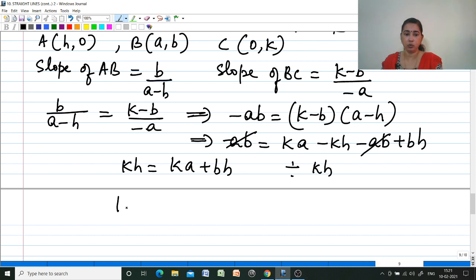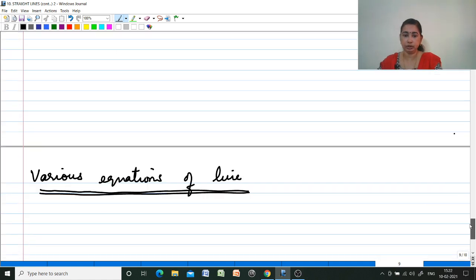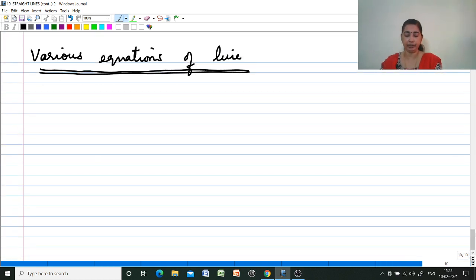And it becomes 1 is equal to KA by KH plus BH by KH. Here K can be cancelled, here H can be cancelled, and we get A by H plus B by K is equal to 1, which is to be proved. So that is from that exercise. Then next we are moving on to various equations of line.